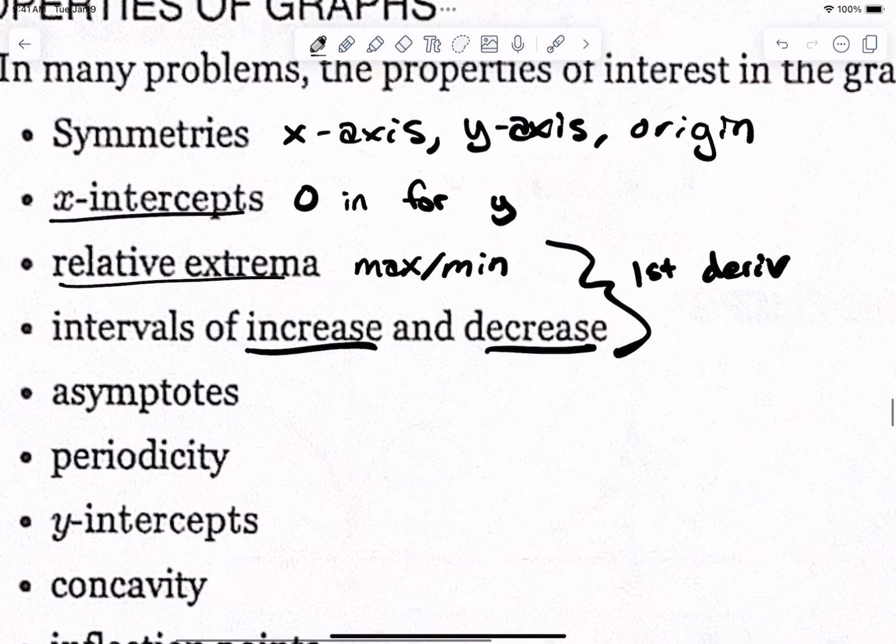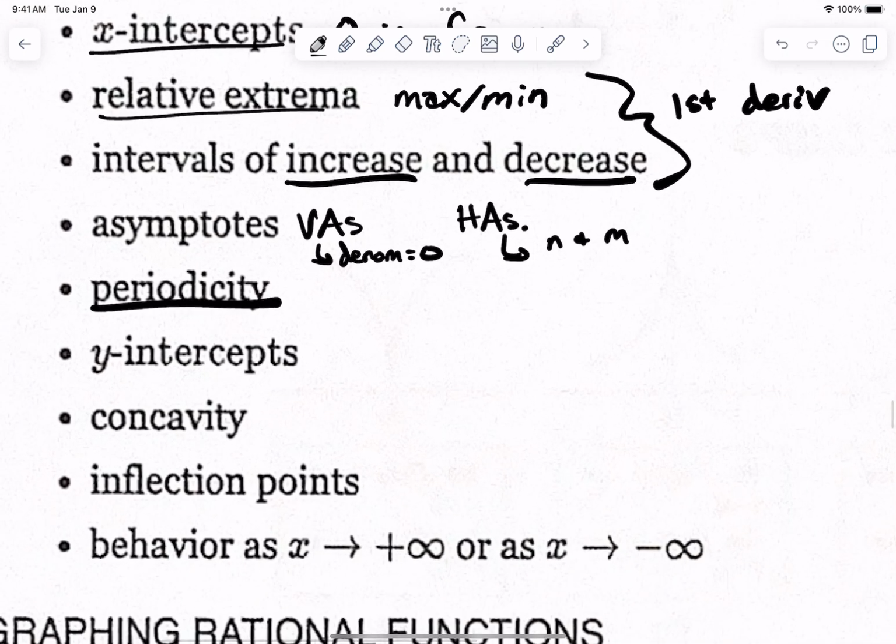Asymptotes. So we have VAs and HAs. Do you remember how to find VAs? Set the denominator equal to 0. How do you find an HA? The rules: N and M, the degrees of the numerator and denominator. Periodicity, we don't do a whole lot with, but that's with sine and cosine functions. They have a period where it starts and stops and then cycles again, a repeating pattern of a graph.